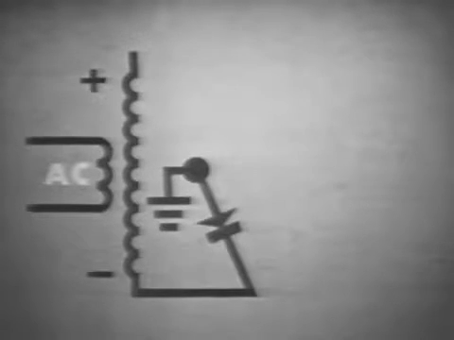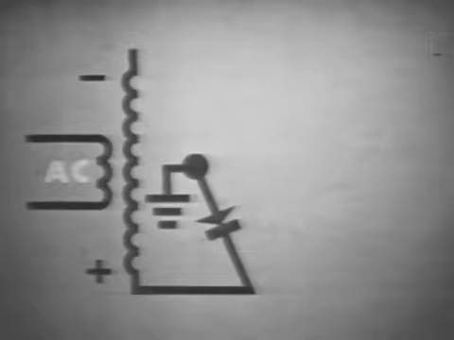So anytime this end of the secondary goes negative or below ground potential, the diode becomes forward biased, conducts, and connects this end of the secondary to ground. When the input reverses, this end of the secondary is positive or above ground. The diode is reverse biased, will not conduct, and opens this path to ground.